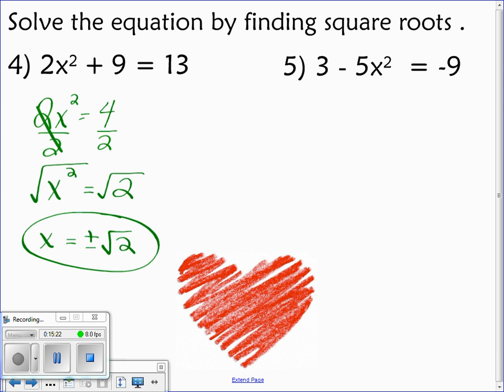You want to add the 5x squared? I like the way you guys think. That's what I would have done. And what do you want to do with the negative 9? Add it to the other side, and it gives me 12.